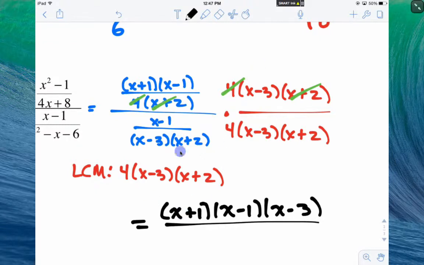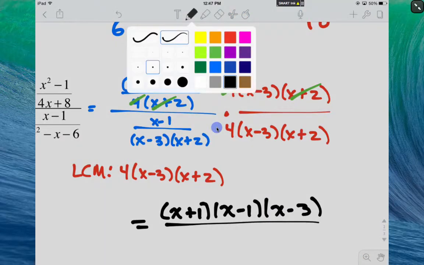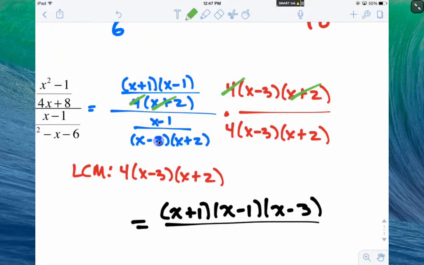And look, our big numerator now is just a polynomial. There's no fraction within a fraction anymore. In our denominator here, we've got some more simplification opportunities. I think that the x minus 3 and the x plus 2 are going to simplify to 1, meaning that our resulting denominator is just going to be 4 times the quantity of x minus 1.